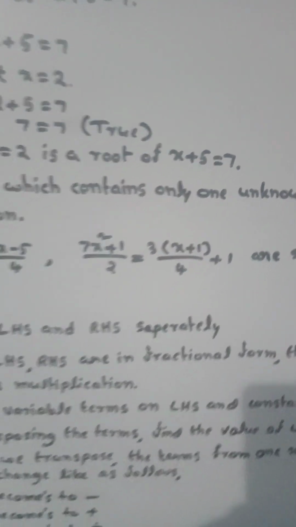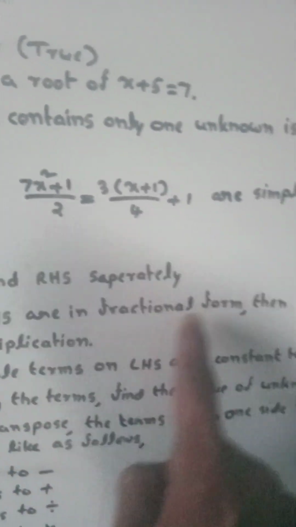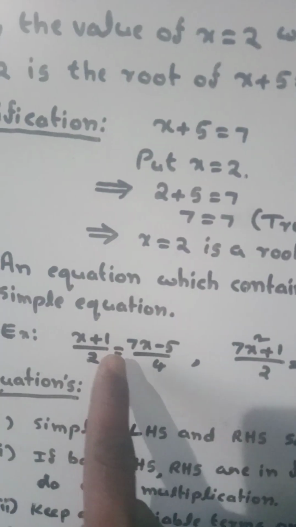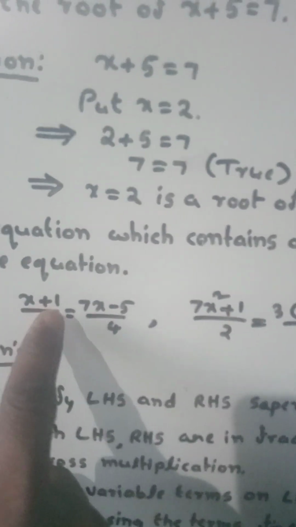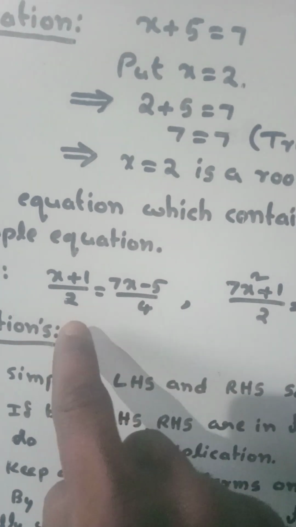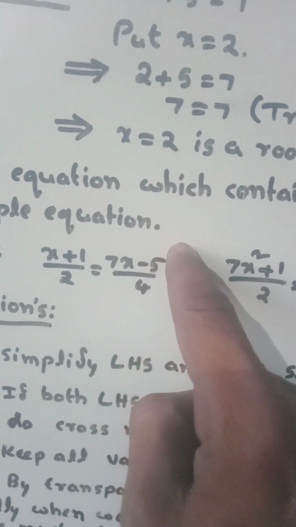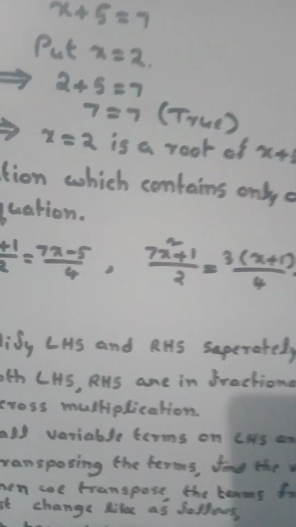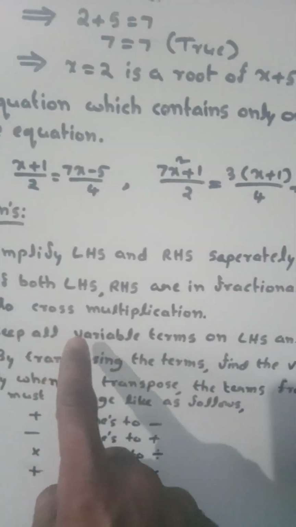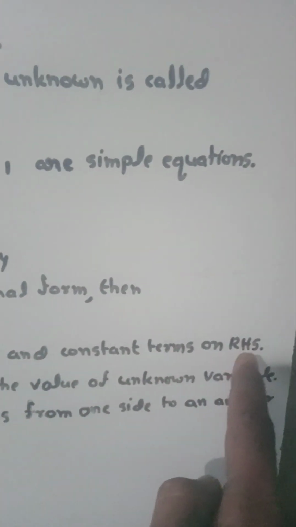Then after simplifying, if both LHS and RHS are in fractional form, we should do cross multiplication. We multiply the numerator of the first fraction with the denominator of the second fraction and equate that to the product of the denominator of the first fraction with the numerator of the second fraction. After cross multiplication, this is very important, keep all the variable terms on the LHS side and all the constants on the RHS.